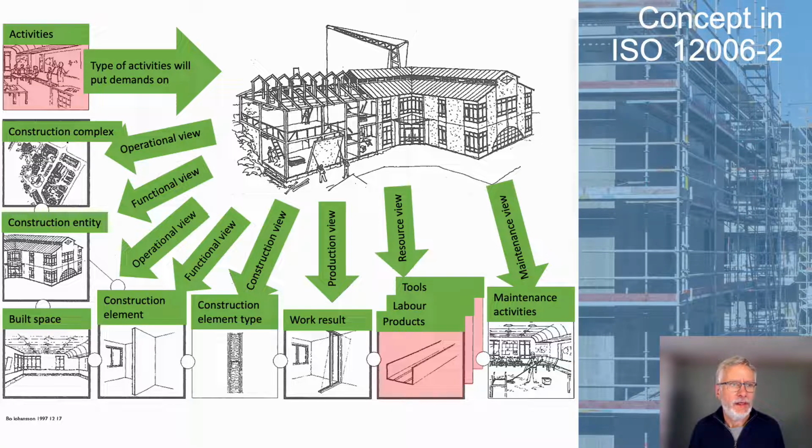Currently, CoClass does not have a table for user activities. That's why it's pinkish in the image here. And we don't have tables for tools, labor, or products. And these will probably not be put into CoClass simply because there are too many ways of doing it. It's a too complex matter, and it's so much depending on the user needs and so on. So we'll see. Maybe we will evolve eventually into those areas as well.